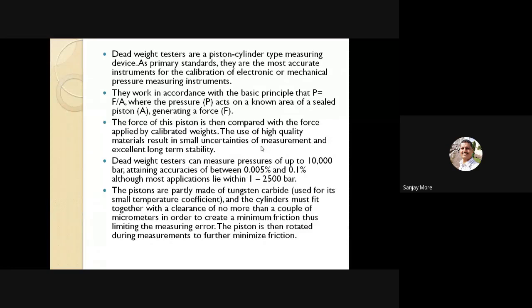The pistons are partly made of tungsten carbide (used for its small temperature coefficient).